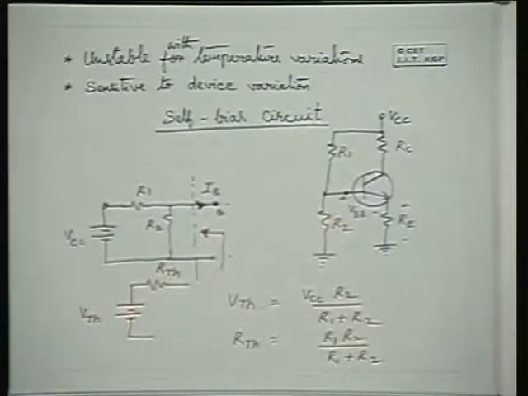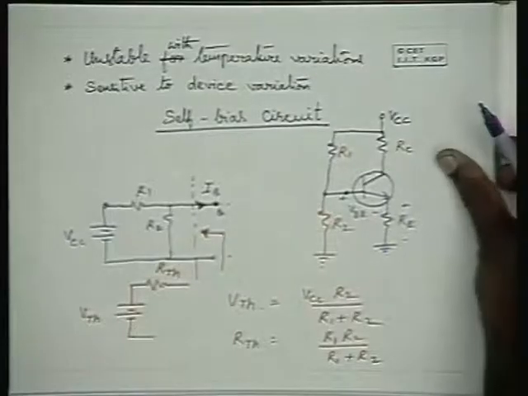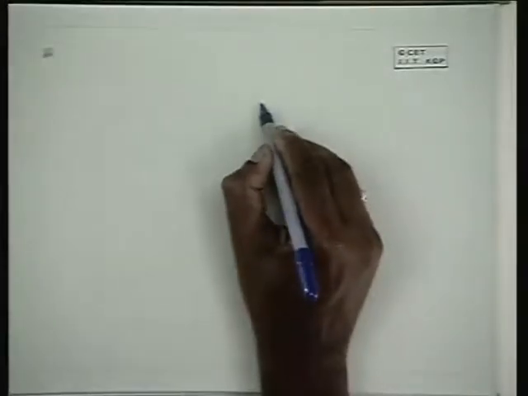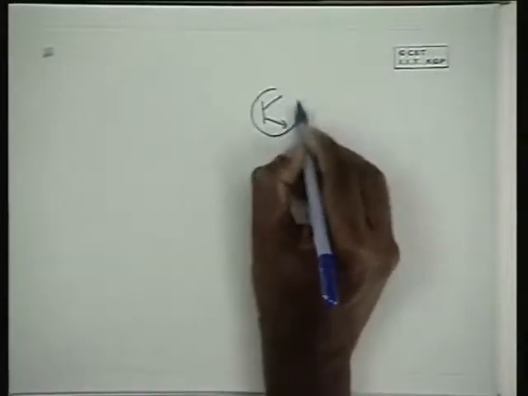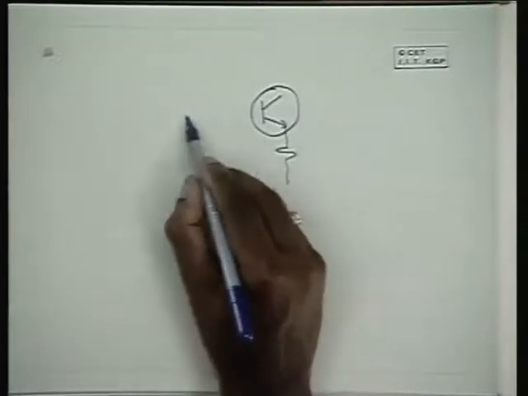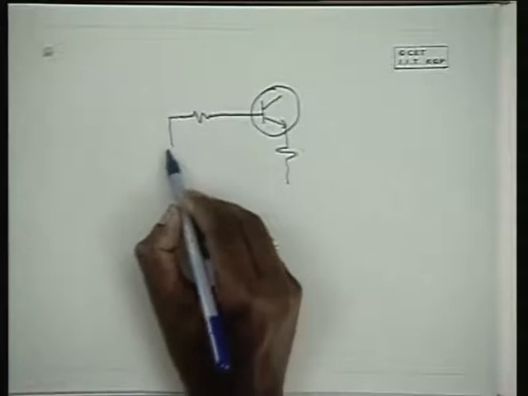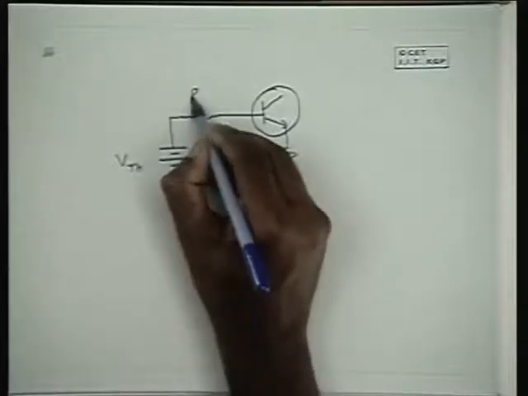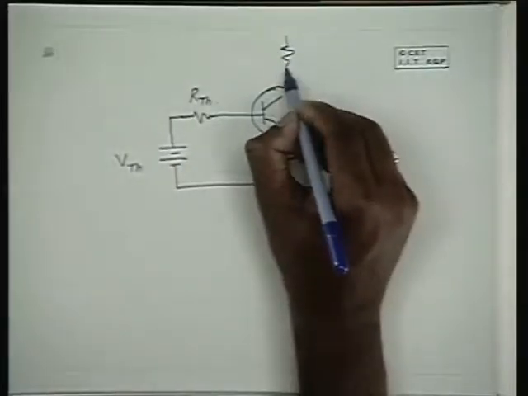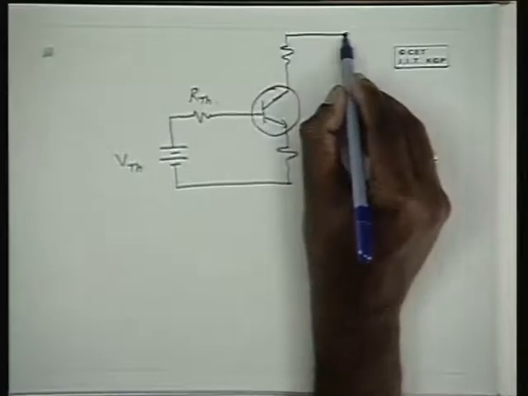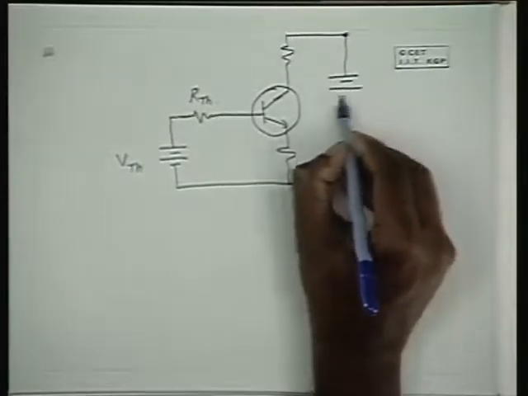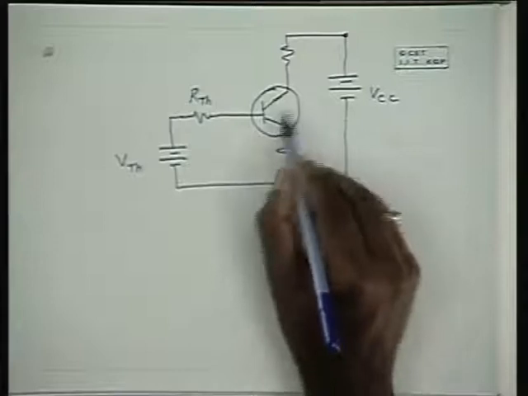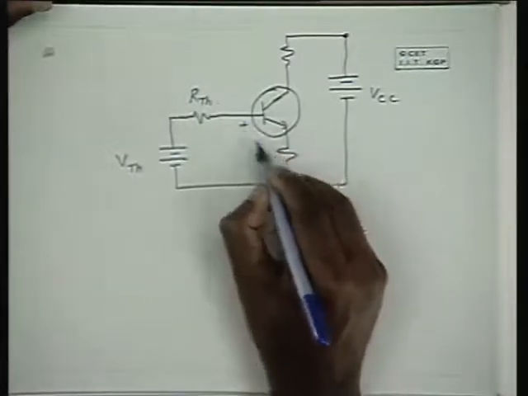Now, with the input side circuit replaced by its Thevenin's equivalent, we can see that the circuit gets simplified to this form. So this is the circuit. This is V Thevenin, R Thevenin, and this is the circuit. And we know that this is VBE.